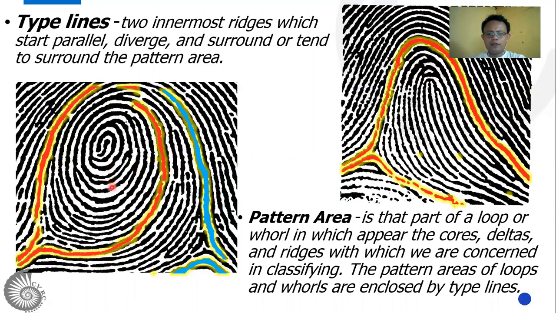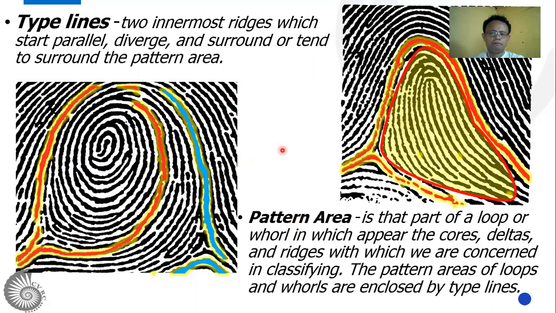Specifically, it refers to the part of the loop or the whirl in which appear the core, deltas, and the ridges with which we are concerned in classifying. Identifying the pattern area applies only to the loop and the whirl. Actually, arch patterns, plain arch and tented arch, most of the time don't have type lines. And of course, if there is no presence of type lines, there is also no pattern area.